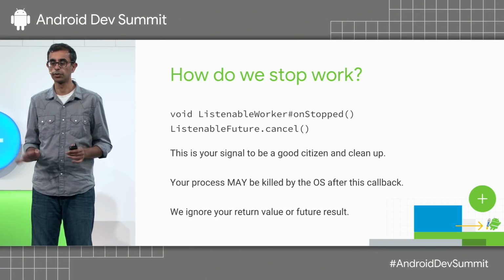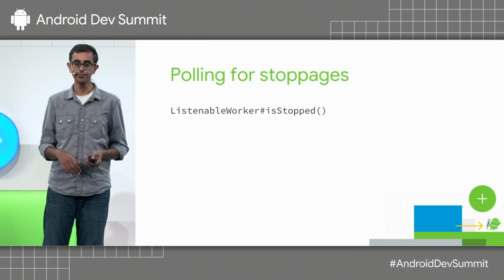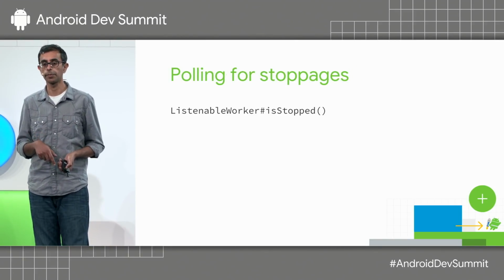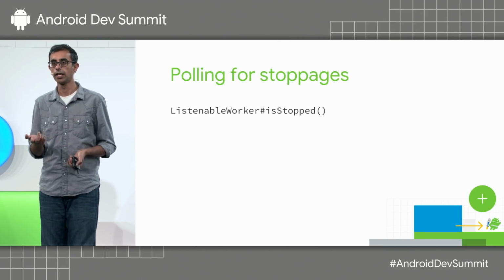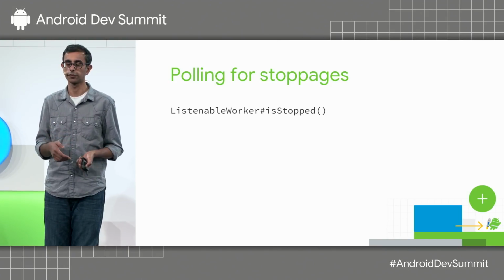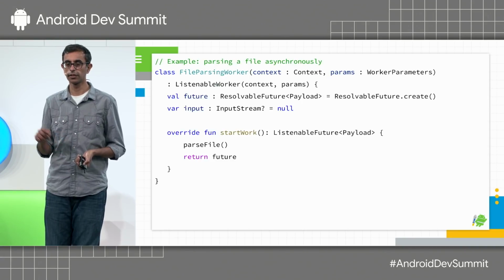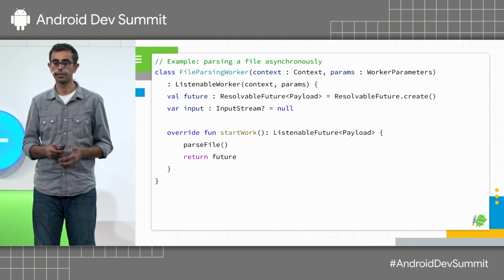Whatever you're doing is no longer necessary to be done. You can also poll for stoppages in your worker, so you can call the isStopped method, and that'll tell you whether you've been signaled for stopping. So let's look at how you can be a good citizen and clean up.